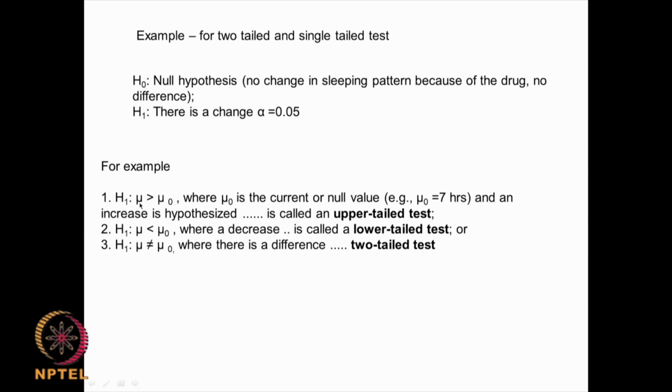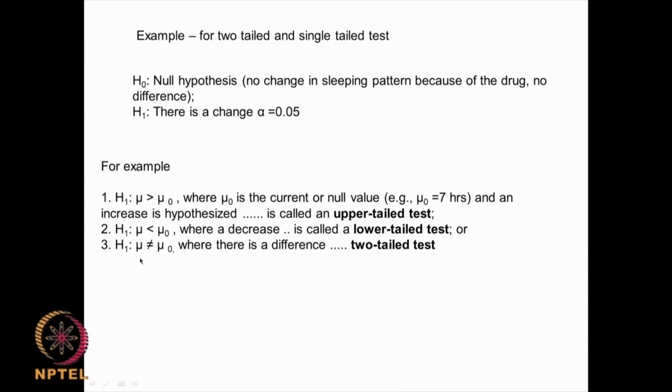Whereas, if you say the new sleeping pattern mu is greater than the old sleeping pattern mu naught, which could be 7 hours, so there is an increase in the sleeping pattern, then it is an upper tail test, that is a single tail test. Or mu is less than mu naught, that means the sleeping pattern is less than 7 hours, there is a decrease, then it is a lower tail, again a single tail test. So, in these two types of situation, your H naught will be mu equal to mu naught, and H1 will be mu greater than mu naught or mu less than mu naught, depending upon whether I am looking at the drug enhancing or reducing the sleeping pattern. Then it is a single tail test.